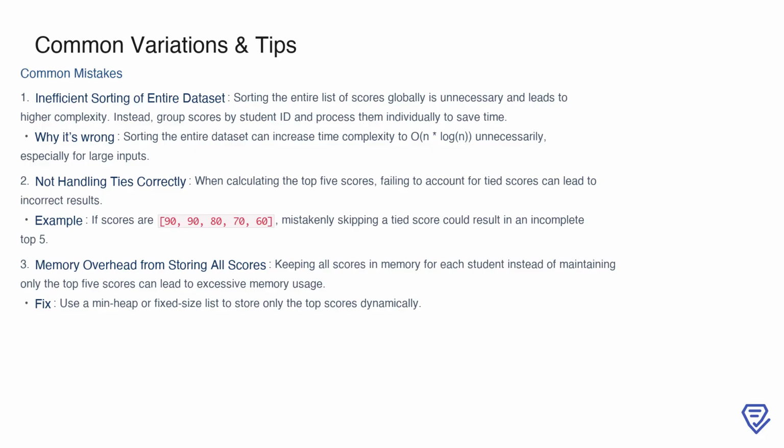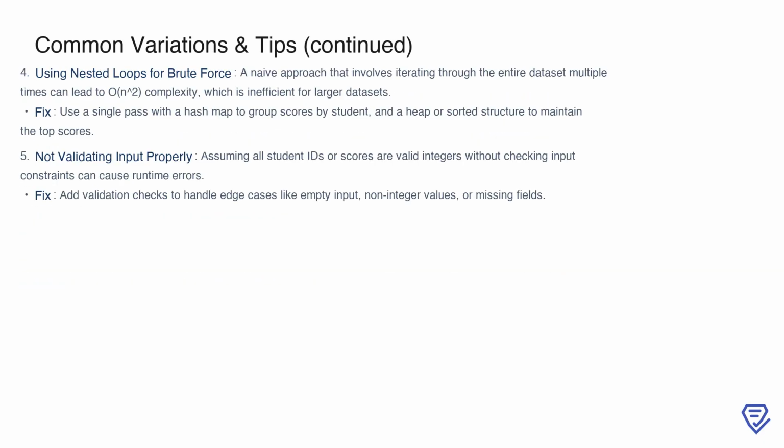Lastly, storing all scores for each student in memory can lead to excessive memory usage. A better approach is to use a min-heap or a fixed-size list to dynamically maintain only the top 5 scores for each student, reducing memory overhead significantly. Now, let's look at a few more pitfalls.